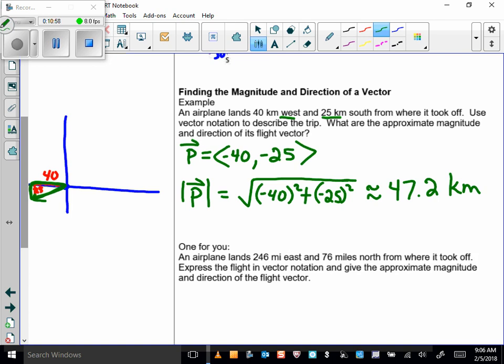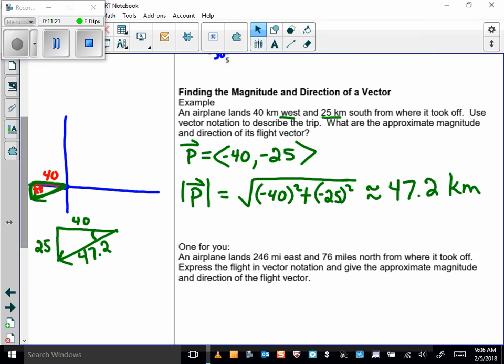All right, and how about direction? How are we going to find the direction? Let me draw this a little bit bigger here. So there's our vector, and we just said that's about 47.2. This is 40. This is 25. So this is the angle I need right here. I'm going to highlight it in red. That's the angle I need right there. How am I going to find that?